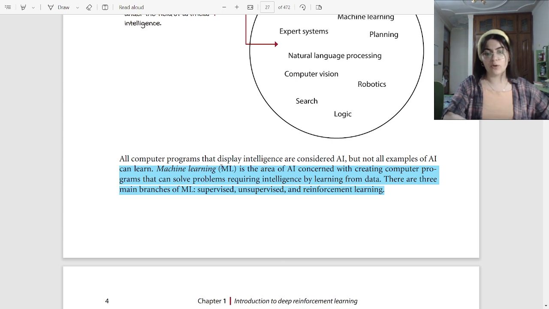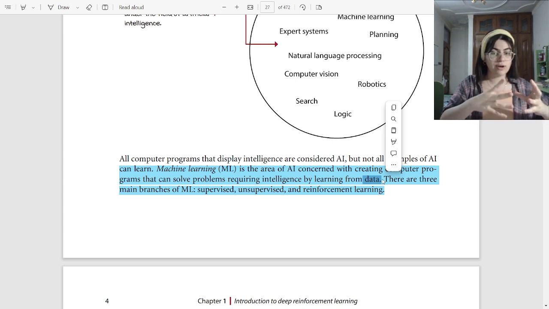So machine learning, or ML, is the area of AI concerned with computer programs that can solve problems requiring intelligence by learning from data. So we have the data here. We need some data. Machine learning is those programs that can get intelligence from this data. So they will see the data, and then after learning from the data, they can solve other problems.